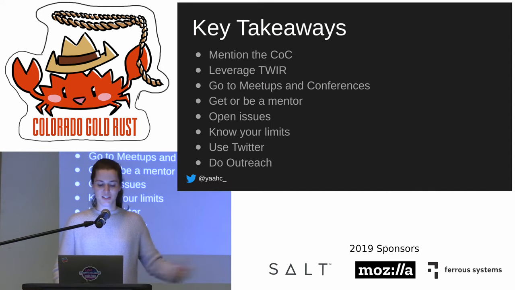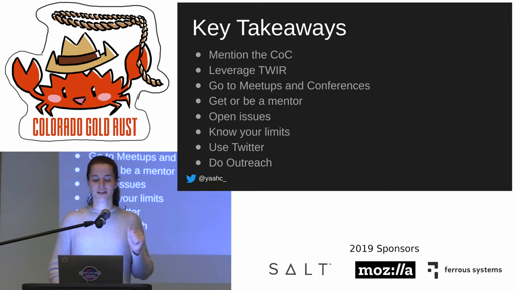So just a summary, the key takeaway is if you have a project, mention the COC. It can help more people get involved. Leverage This Week in Rust if you're not already. Go to meetups and conferences. Not for you all, of course. Be or get a mentor. It can have a great effect on the community and help grow people. Open your issues, know your limits, use Twitter, and do outreach.